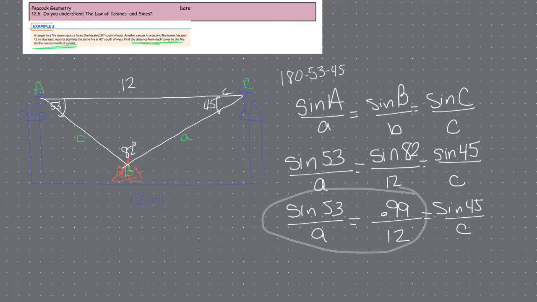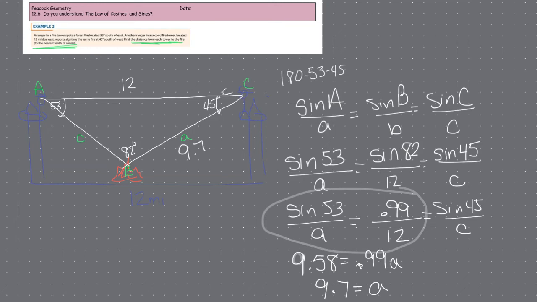I'm going to type in my calculator the sine of 53 times 12, which is 9.58. That is equal to 0.99 times A. Divide by 0.99 on both sides, and you get 9.7 is equal to A. So length A is 9.7. So this guy is 9.7 miles away from the forest fire.